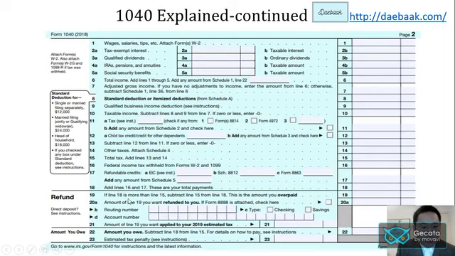So if line 18 is more than line 15, subtract line 15 from line 18. This is the amount you overpaid. So basically, if you file a tax return, this is the refund amount you will get. So write the amount refunded to you. If you want the IRS to direct deposit, you write down the routing number and account number.